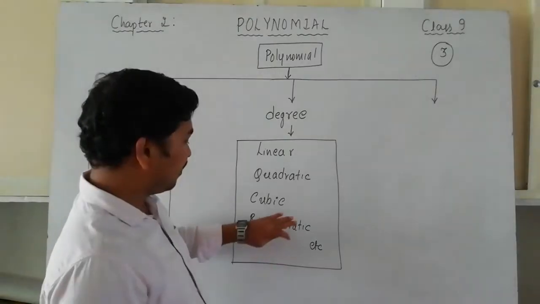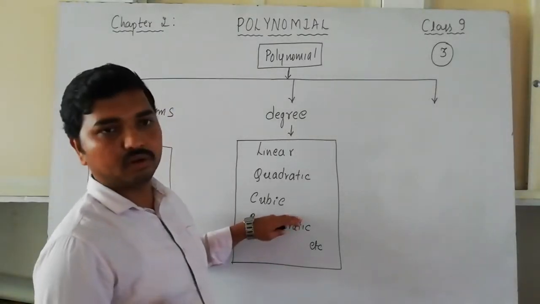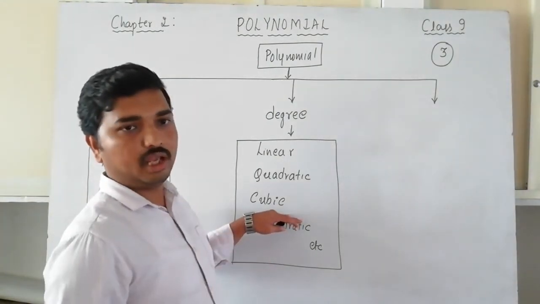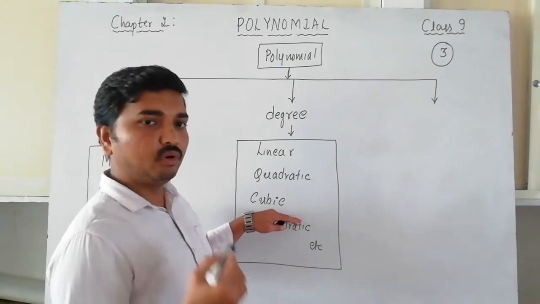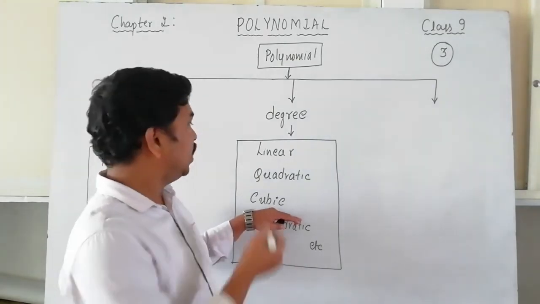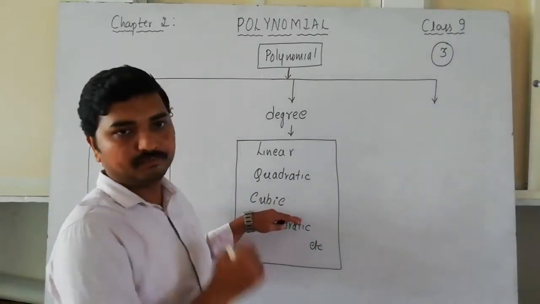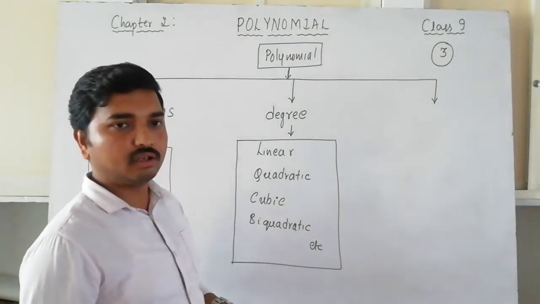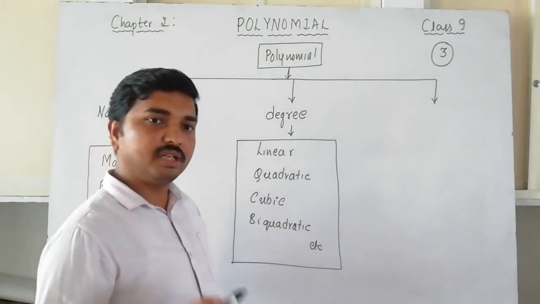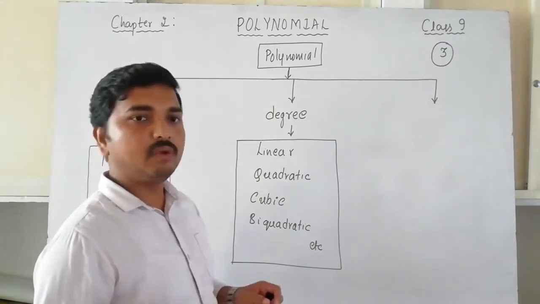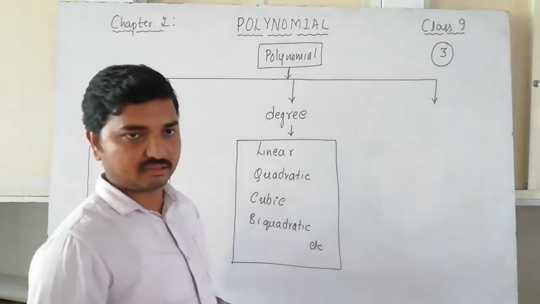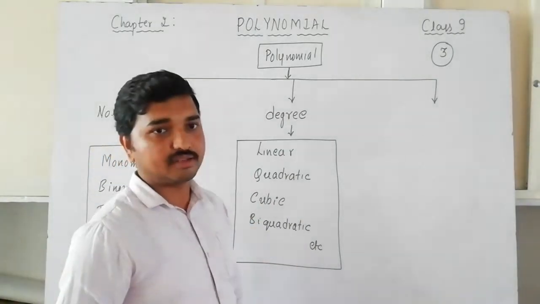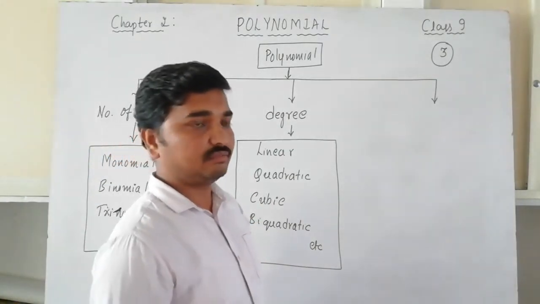Actually, we are not going to study the biquadratic polynomial. Even up to the 10th standard, you are going to study polynomials of degree 1, 2 or 3. So this will not appear for you. Just remember that a biquadratic polynomial means it is of degree 4. It will be helpful for you in higher studies. Now I will move on to the third type of classification.